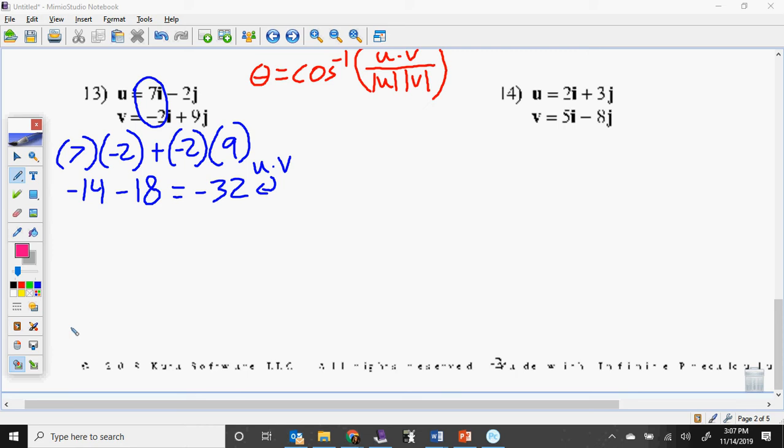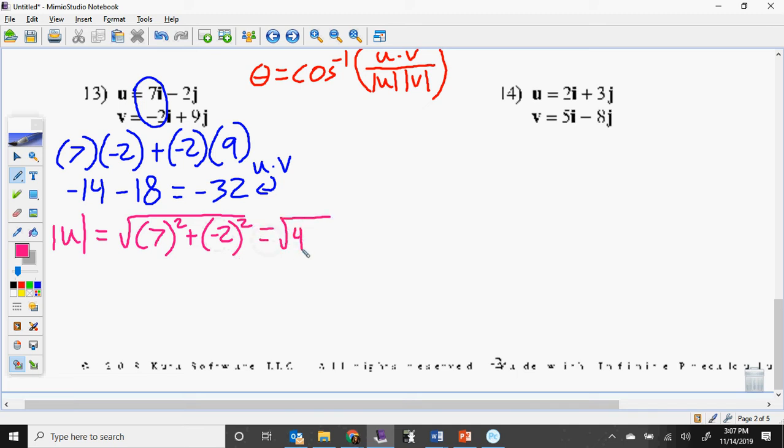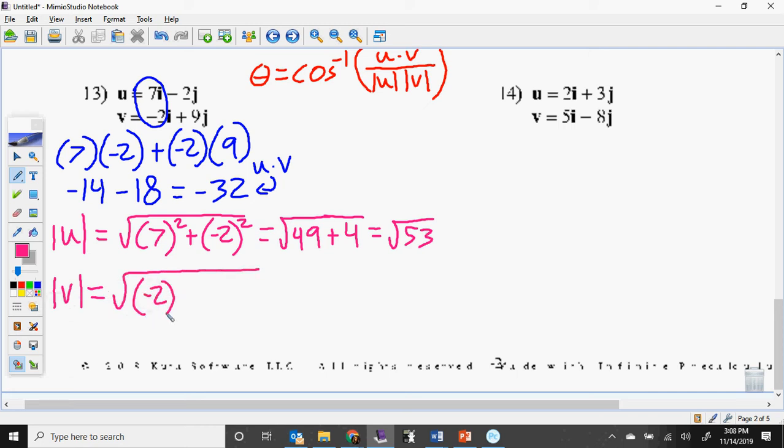Next, what we're going to do is find our magnitudes. Let's find the magnitude of u. Magnitude of u will be the square root of 7 squared plus negative 2 squared. Magnitude of v is the square root of negative 2 squared plus 9 squared.